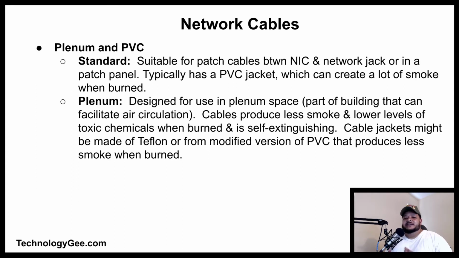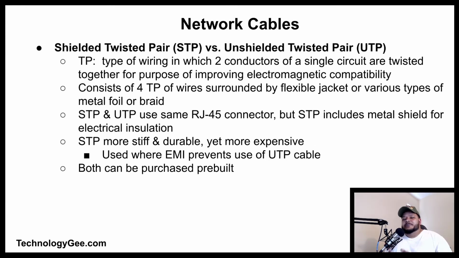Let's talk about shielded twisted pair versus unshielded twisted pair. Twisted pair cabling is a type of wiring in which two conductors of a single circuit are twisted together for the purpose of improving electromagnetic compatibility. Twisted pair cabling is the most common of the major cabling types. Twisted pair cabling typically consists of 4 twisted pairs of wires surrounded by a flexible jacket, and it could be unshielded TP, which is also known as UTP, or various types of metal foil or braid, which is also known as shielded TP or STP.